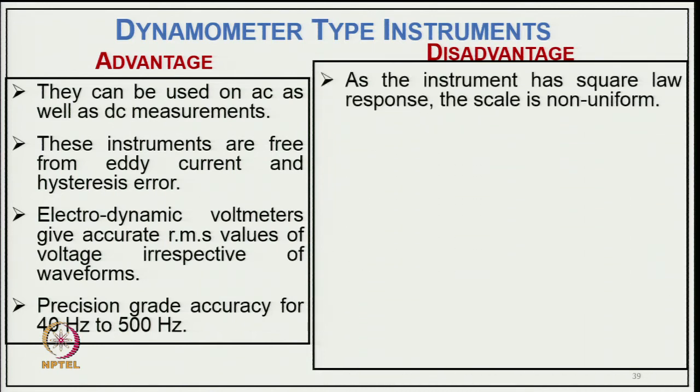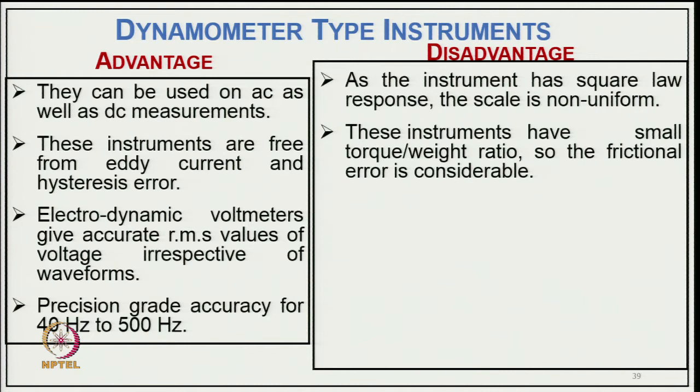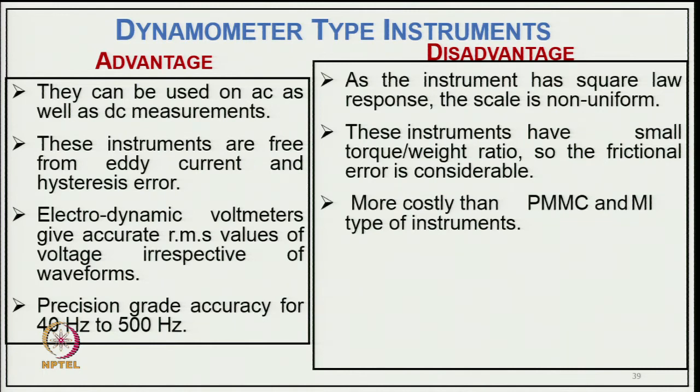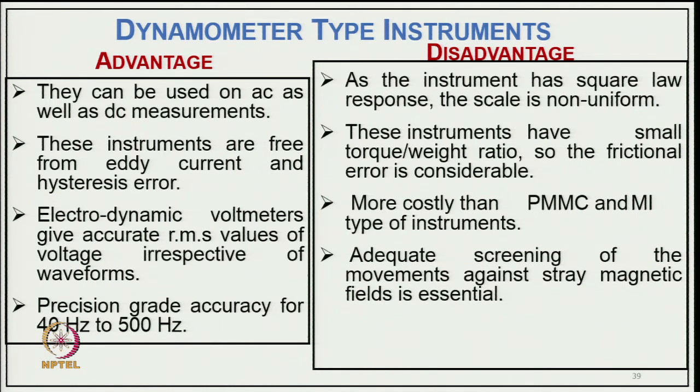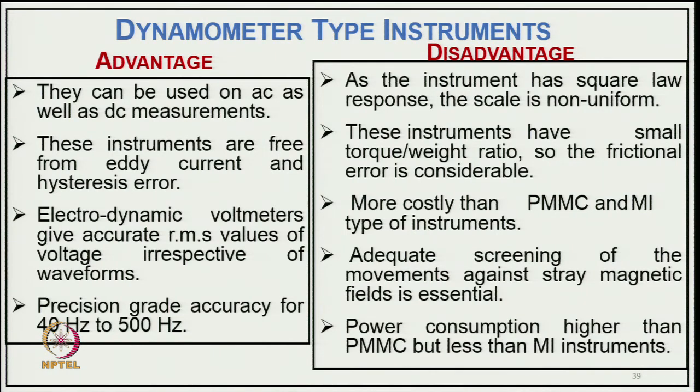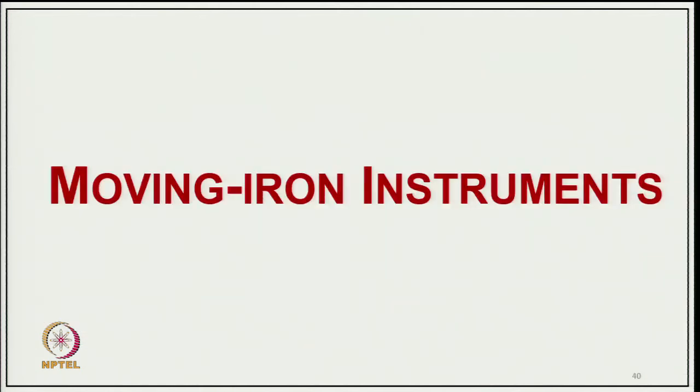The disadvantage is that as the instrument has a square law response, the scale is non-uniform. These instruments have a small torque to weight ratio, so the friction error is considerable. They are more costly than PMMC and moving iron type instruments, and adequate shielding of the movement against external magnetic fields is essential. Power consumption is higher than the permanent magnet moving coil, but less than the moving iron instrument.